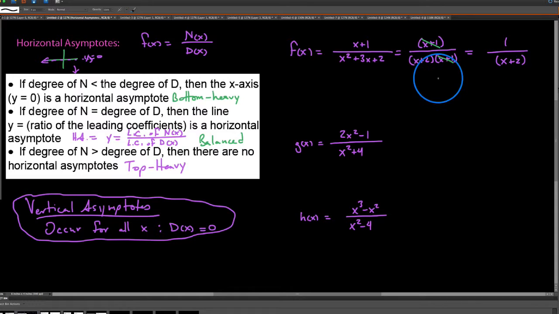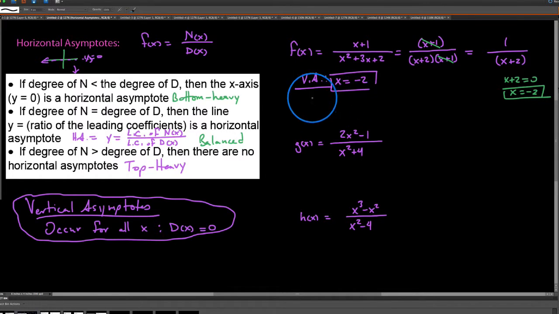So let's start with the vertical asymptotes since they're pretty simple to find by their nature. We set the denominator equal to 0 and solve. If we set x plus 2 equal to 0 and solve this, we get x equals negative 2. This means we're going to have an undefined spot on our graph at that point, and there is one vertical asymptote on this graph, at x equals negative 2.